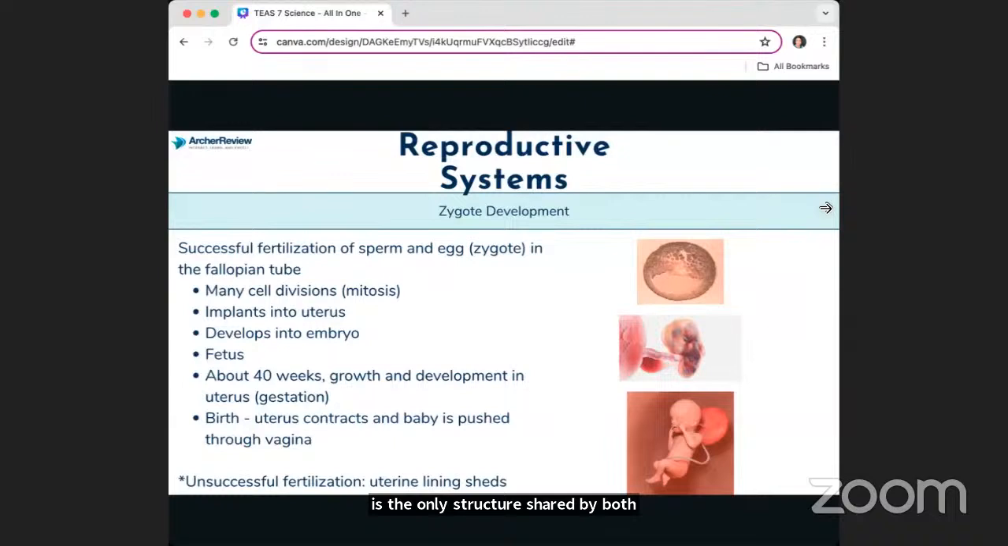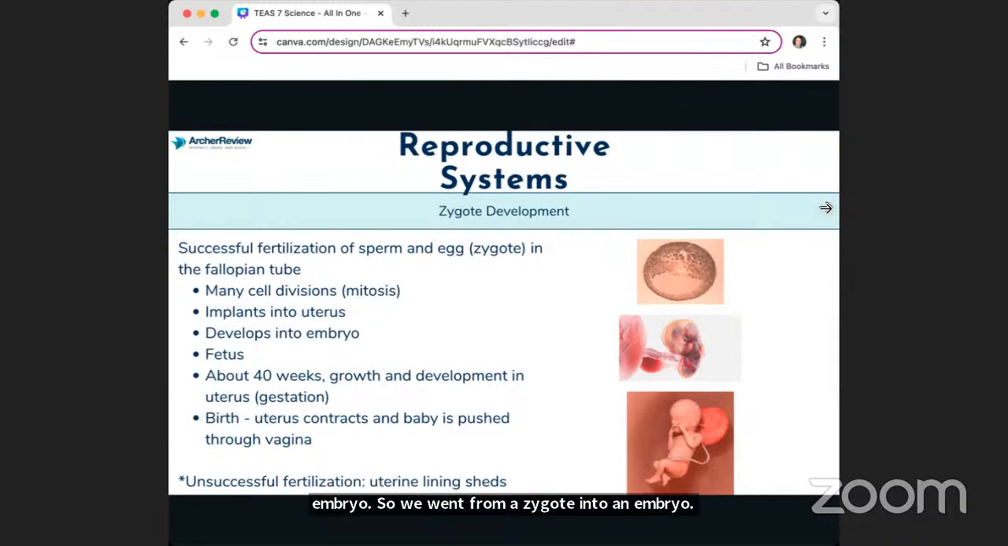When fertilization is successful, when sperm has met the egg, it develops immediately into a structure which we call the zygote in the fallopian tube. And as time goes on, that zygote will undergo many, many cell divisions, which we call mitosis in the science world. And eventually that unit will implant into the uterus while it develops into a new structure called the embryo. So we went from a zygote into an embryo.